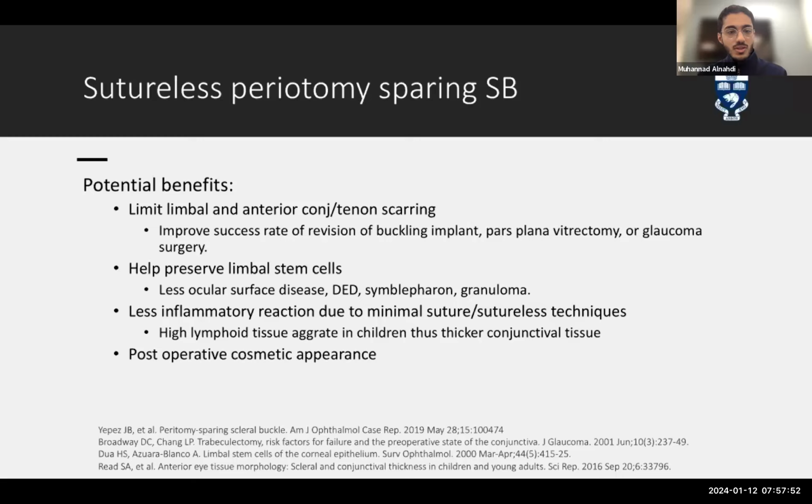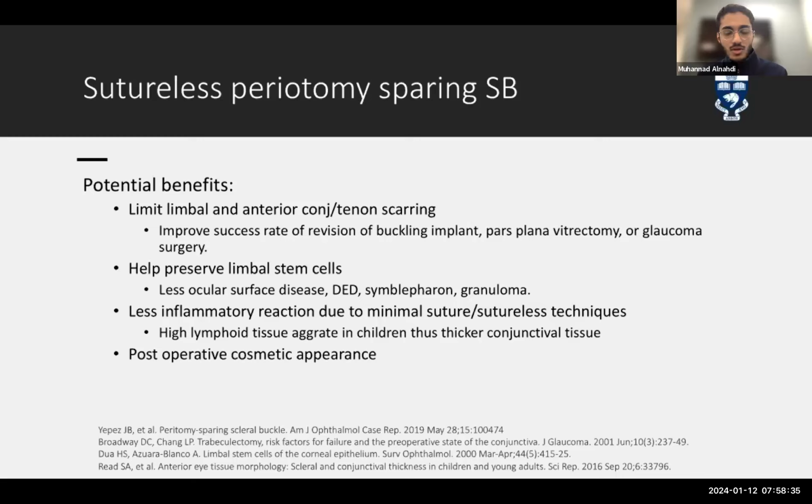To answer that question, we'll go over some of the potential benefits that were discussed in the literature. First, as Miguel talked about, there would be limitation of limbal, anterior segment or anterior conjunctival and Tenon's scarring, which would lessen the risk of ocular surface disease. A second point is that the risk of failure for secondary procedures or treatments would be lower, as in the case of revision of the buckle implant, pars plana vitrectomy, and if the patient develops glaucoma and needs any filtering surgeries.